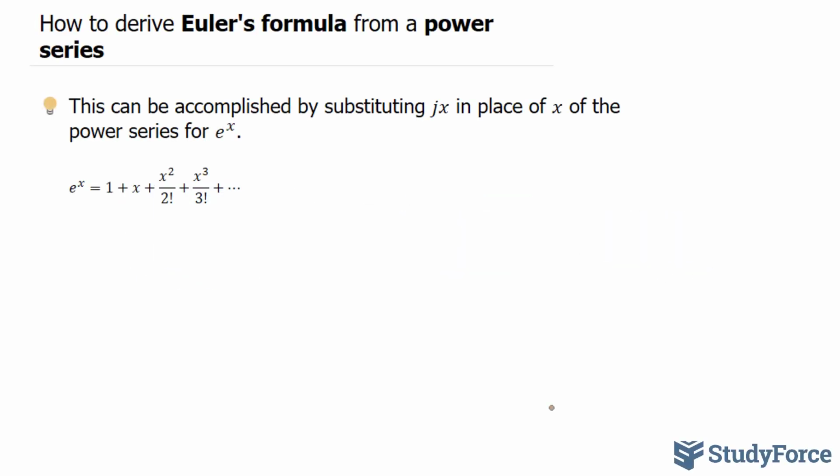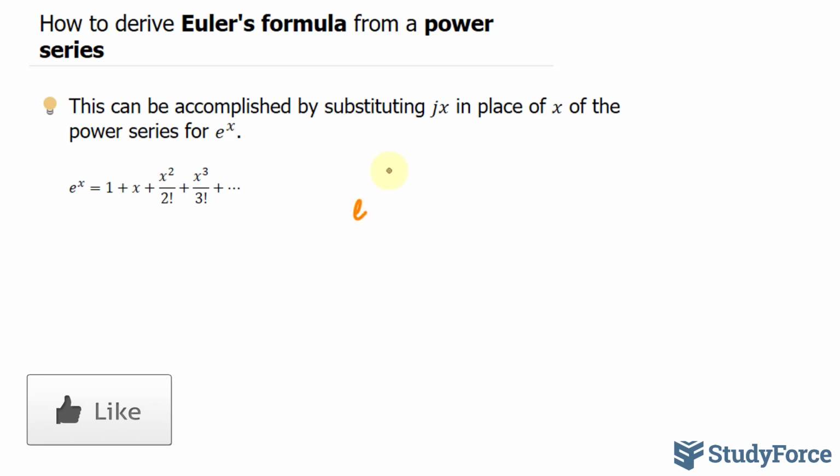In this lesson, I'll show you how to derive Euler's formula from a power series. This can be accomplished by substituting simply jx, where j is the imaginary unit, times x in place of x of the power series for e to the power of x. The power series for e to the power of x is shown right here. And wherever you see an x, I'll place jx. Let's go ahead and do that.